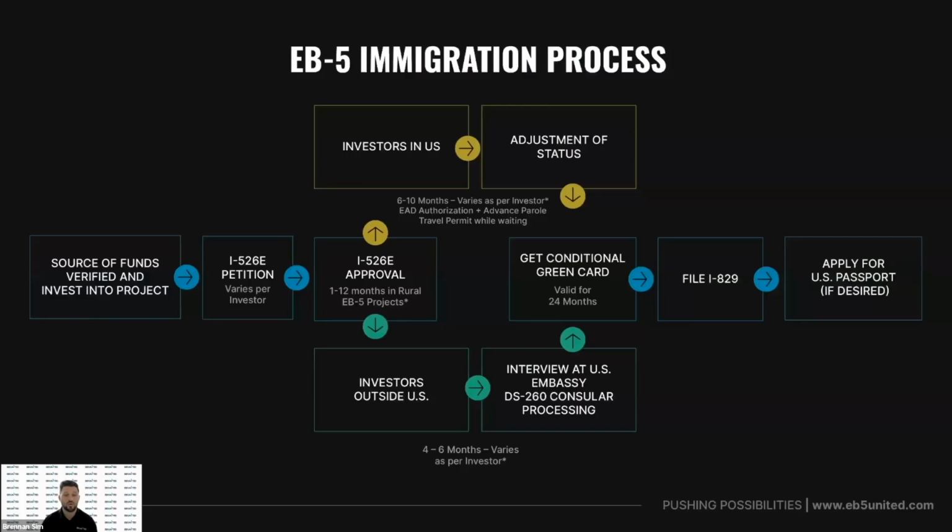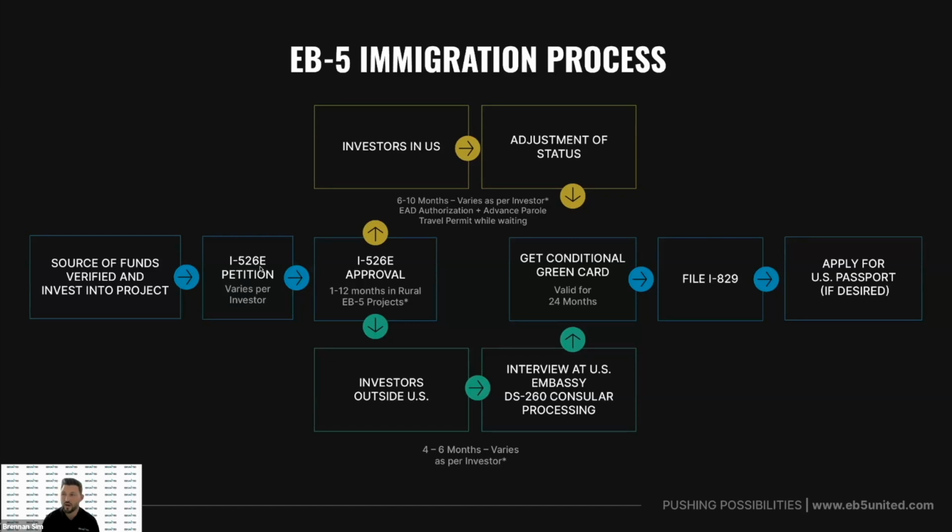So this is how the process flows. And this is showing the difference between an investor that is filing from within the United States and an investor that's filing outside of the United States. Initially, as I mentioned, you're going to find your project that you want to invest in and hire an immigration attorney to source the funds. Once that's complete, then you'll move on to filing your I-526E petition.